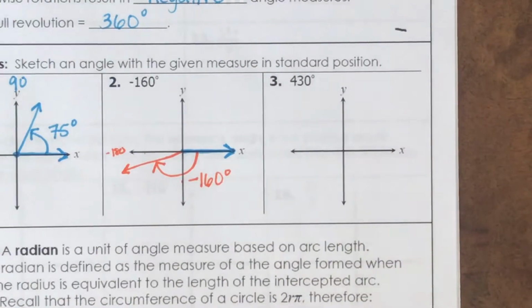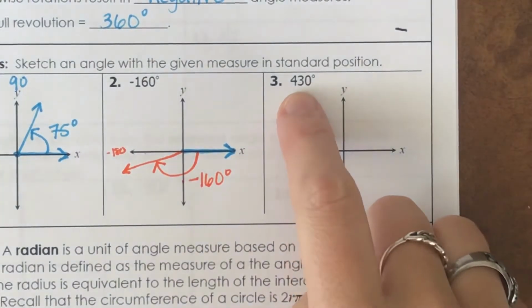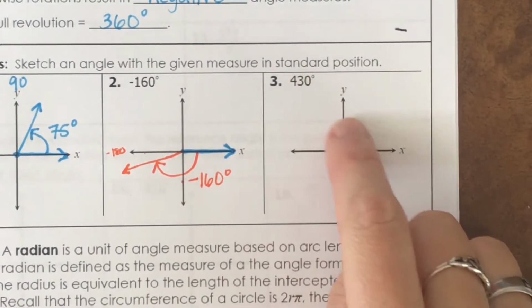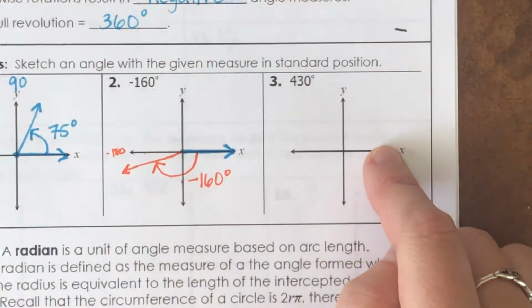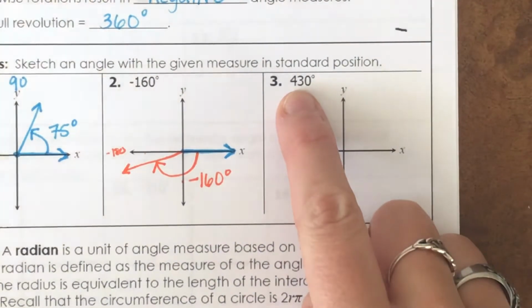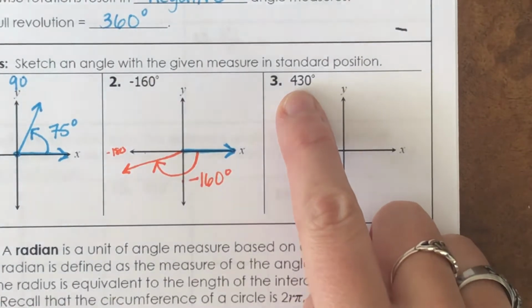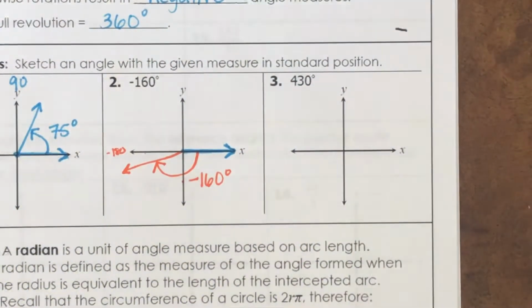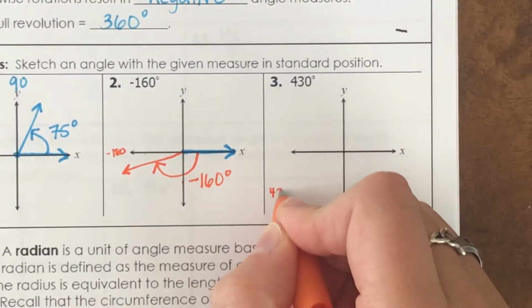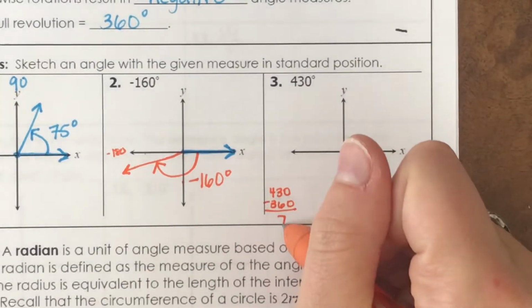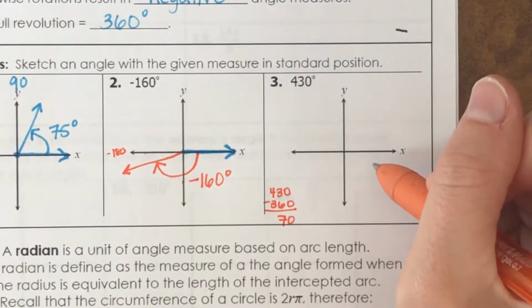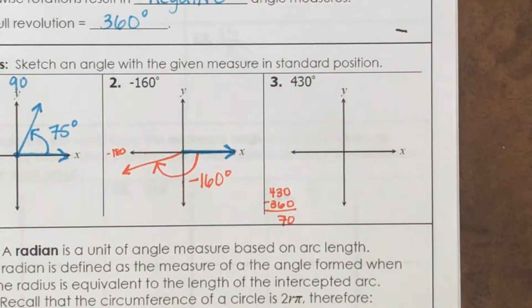All right, next one, 430 degrees. Now, I know that 430 degrees is greater than a full revolution. One full revolution would give me 360 degrees, but I'm at 430 degrees, so I want to know how much more I'm going than the 360. In order to figure that out, I can take the 430 and subtract 360 from it. Because if I do that, that means I go a whole circle, 360, plus I go another 70 degrees.